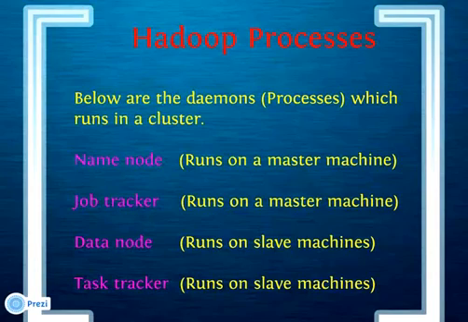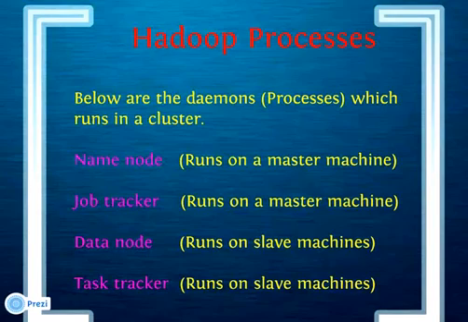So the first process is name node. You might be getting confused that previously the name of the machine was name node and now the name of the process is again name node. So let me tell you, name node is actually a process only, but as it is running on the master machine, the master machine is also known as name node. Anyways, name node is a process which runs on the master machine and it is responsible for handling the storage part of your Hadoop, that is the HDFS part. The next is job tracker, that is also running on the master machine and it is taking care of the processing part of your Hadoop, that is MapReduce.